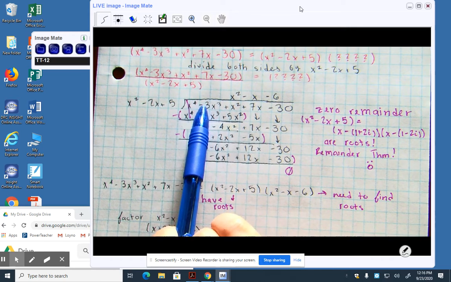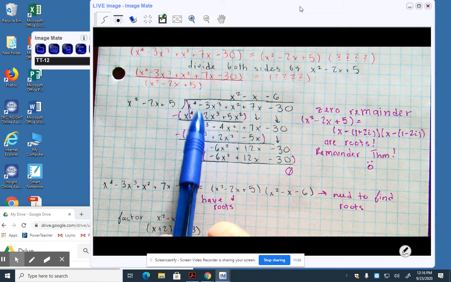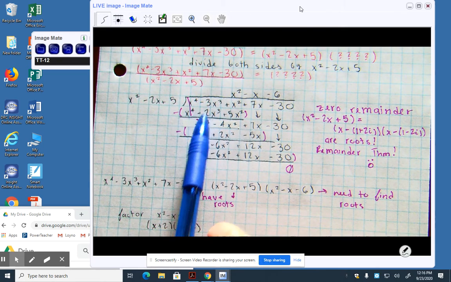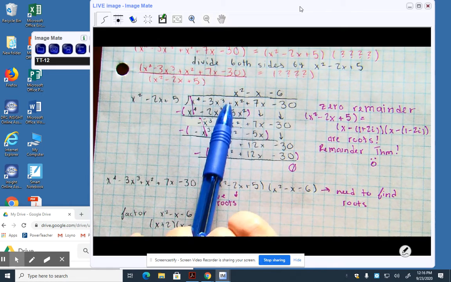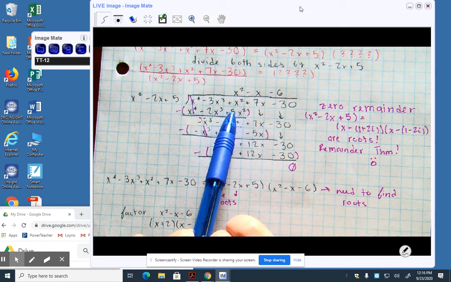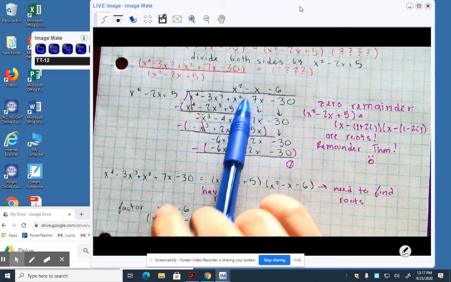Now we have a negative 3x to the 3. So we have negative 3 minus negative 2. That gives me a negative 1 because it's going to be negative 3 plus 2. So that's negative 1 x to the 3. And then I have x squared, 1 minus 5 gives me negative 4. Carry down my x squared.